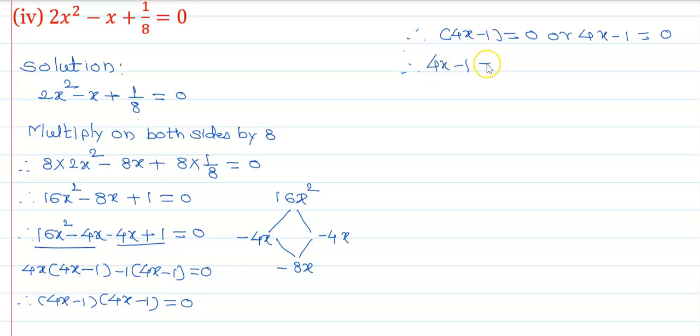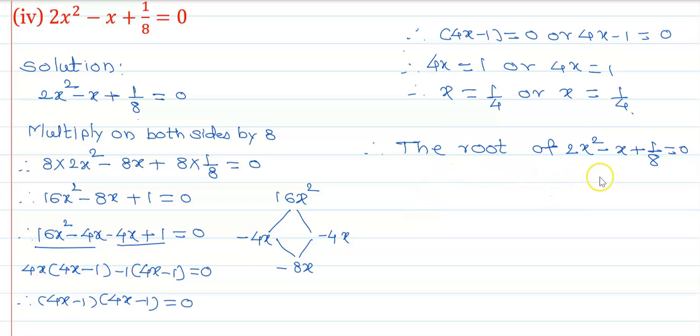And therefore you can write here 4x is equal to 1, and this is repeated. Therefore x is equal to 1 by 4, or x is equal to again 1 by 4. The roots are repeated. Therefore the root of 2x square minus x plus 1 by 8 is 1 upon 4. Okay, and this is the answer.